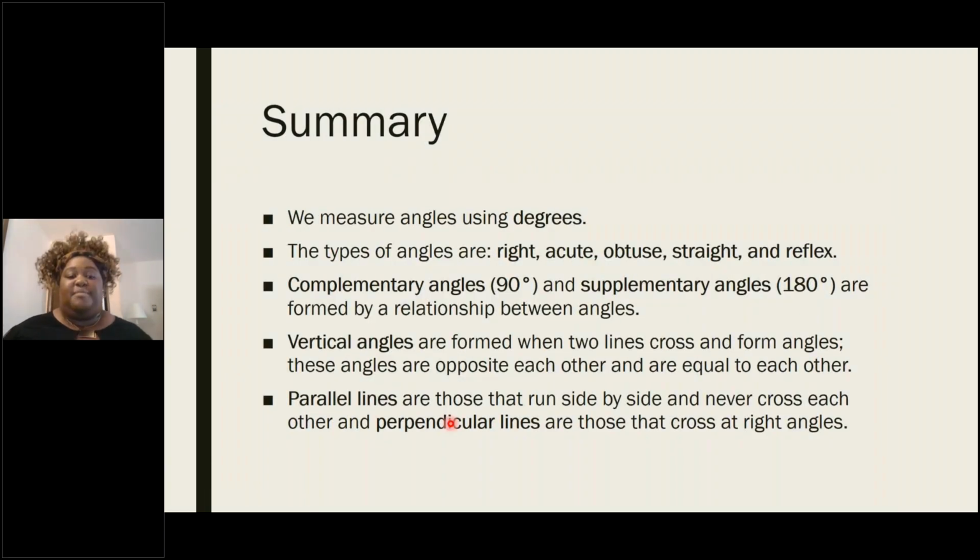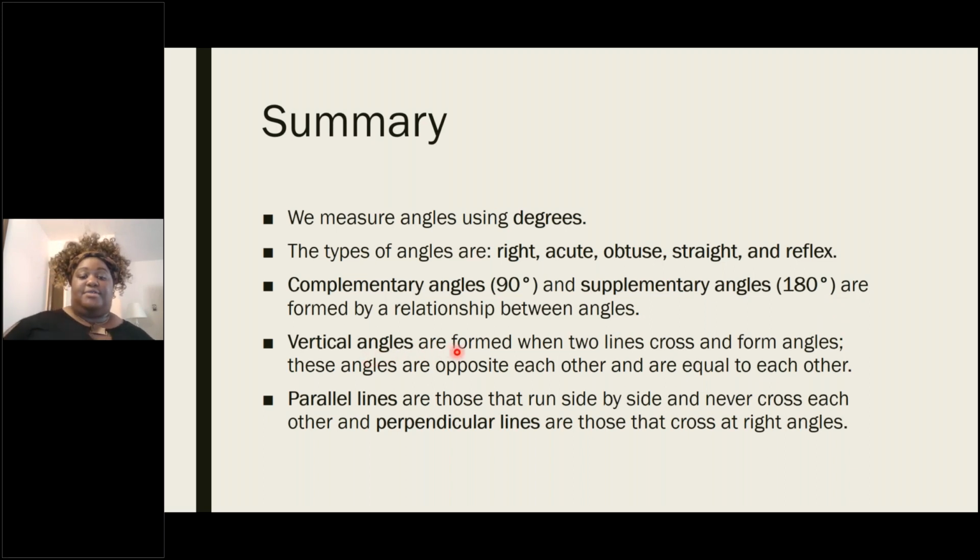So key things to remember is that we measure angles using degrees, and we think of circles as our way of how to determine what the degrees are. There's 5 types of angles, which are right angles, acute angles, obtuse, straight, and reflex angles. Complementary angles and supplementary angles are formed by a relationship between those angles. So that means they're 2 angles that add together to get either a right angle at 90 degrees or a straight angle at 180 degrees.